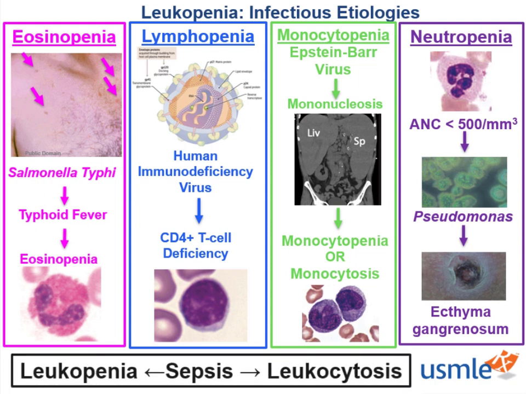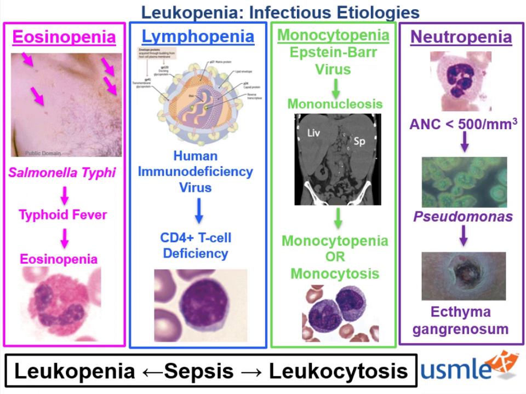Lastly, sepsis from any cause can lead to leukopenia or leukocytosis. Those developing leukopenia have a worse prognosis, which makes sense as the immune system needs to overcome the infectious cause of their sepsis.